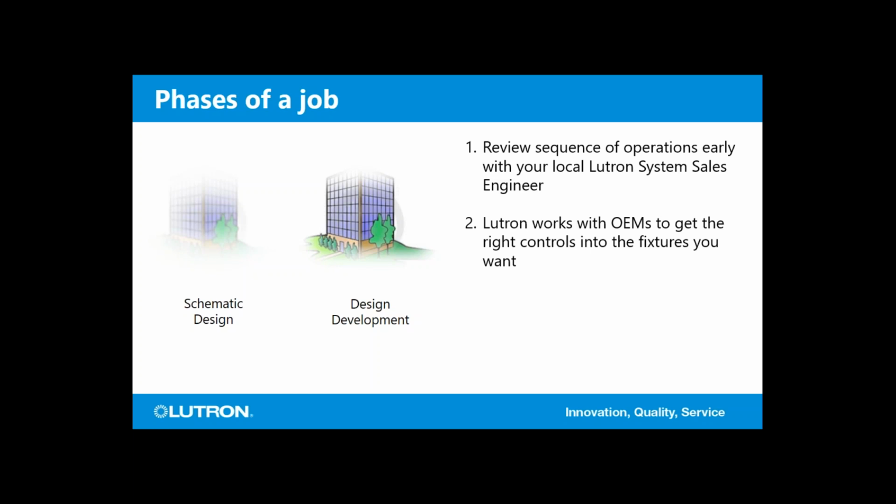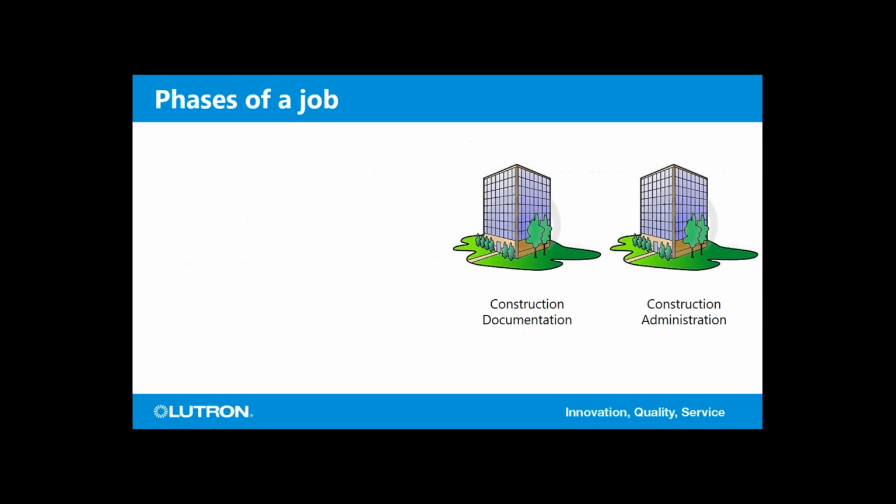We can also work with OEMs to get the right controls in the fixtures you want. So if there's a particular type of fixture and we identify that early on, we can work with the OEM to try to get an ecosystem solution into that fixture. And we can also help match the controls and the fixture types and the protocol types across the whole job. So we may need different solutions in different spaces, but we can work with you to make sure that we're going to have something that can really achieve the sequence of ops and also meet the needs of the client that you're working for.